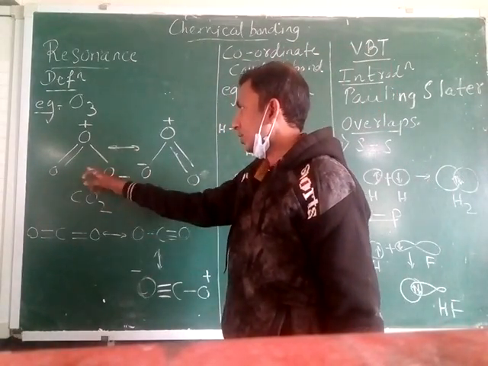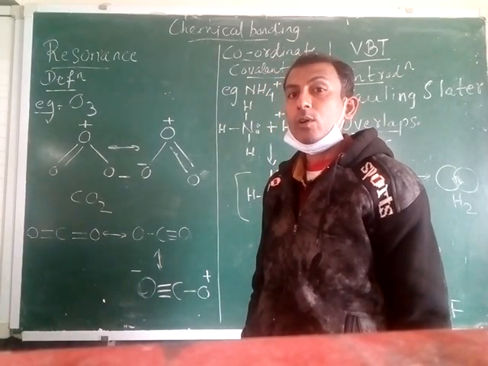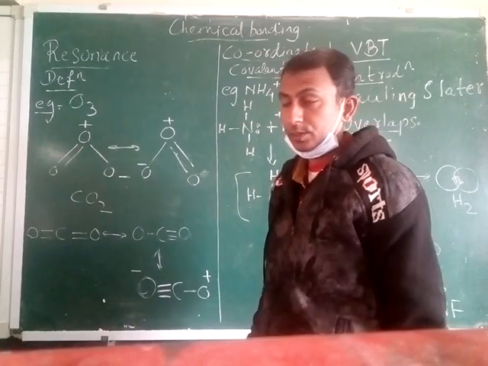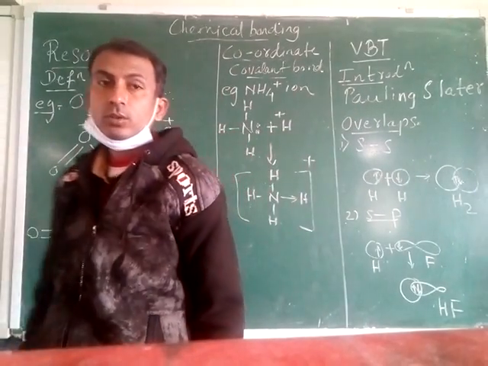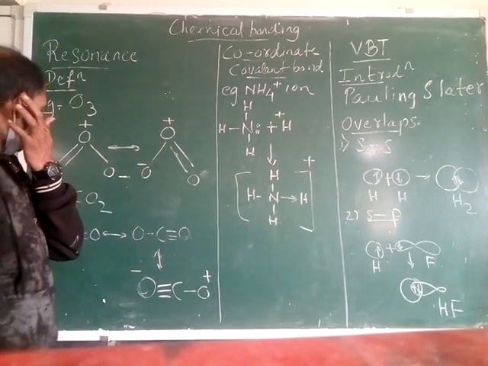And these structures are called resonating structures or canonical structures. Resonating structures नहीं तो canonical structures भी कहते हैं. So this was one example.